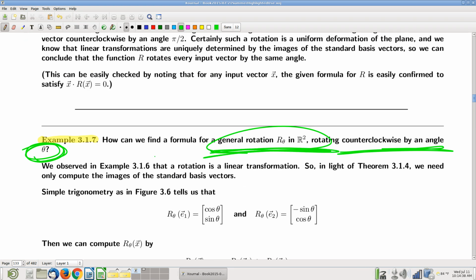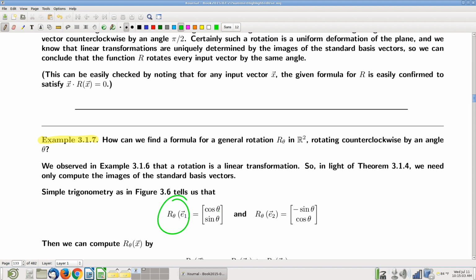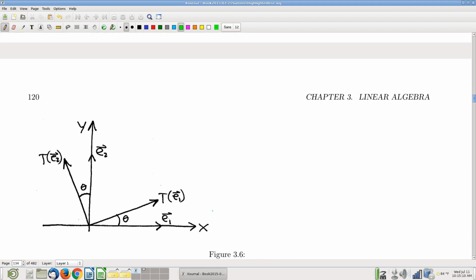We just argued rotations are linear transformations. You can't make that argument in high school because you don't know what a linear transformation is. We know it's a linear transformation. We also know that linear transformations are entirely characterized by what happens to the standard basis vectors. So if I want to understand this rotation, all I really need to do is understand what happens when I rotate the standard basis vectors. What happens when you rotate E1? What happens when you rotate E2? And those are easy trig problems.